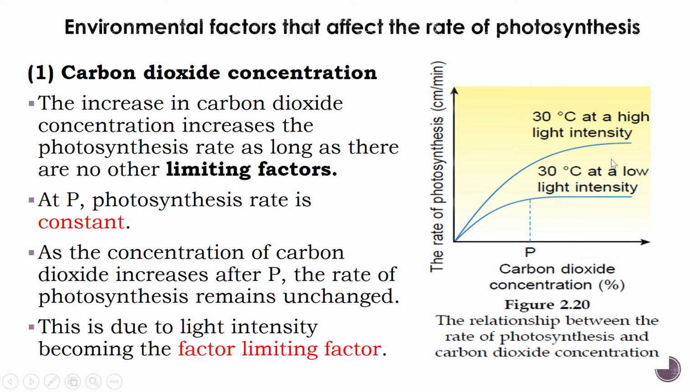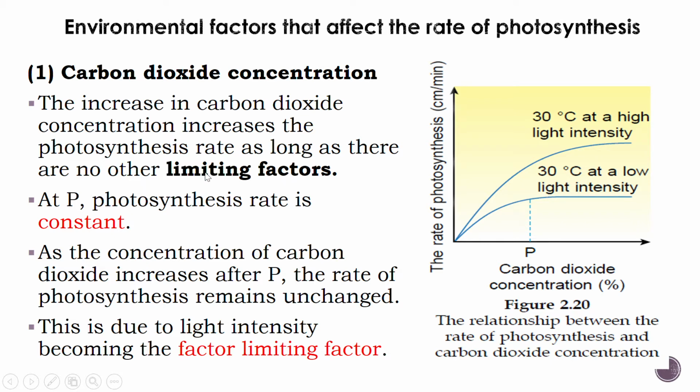Okay, so this is the graph of the rate of photosynthesis on the y-axis against the carbon dioxide concentration in percentage on the x-axis. So from the graph here, it seems that the increase in the carbon dioxide concentration also increases the rate of photosynthesis. So they are directly proportional as long as there are no other limiting factors.